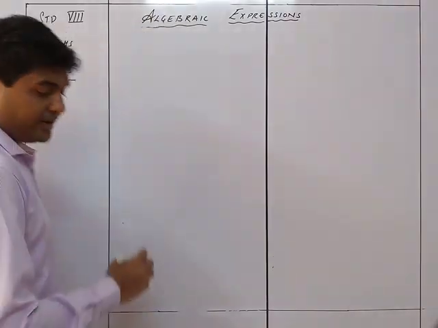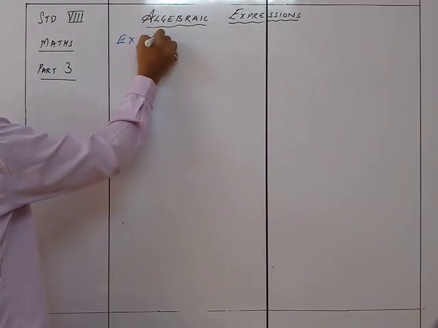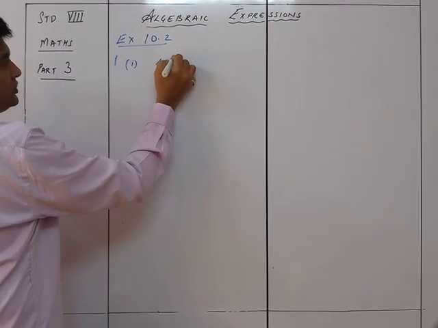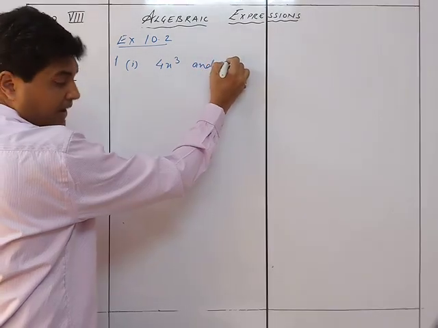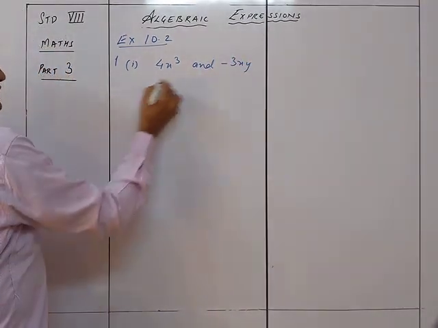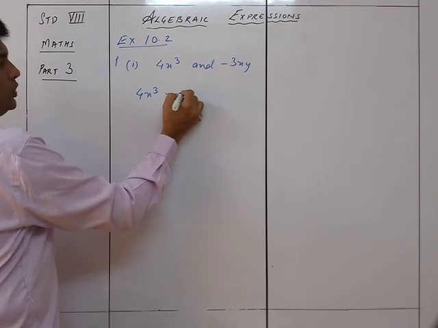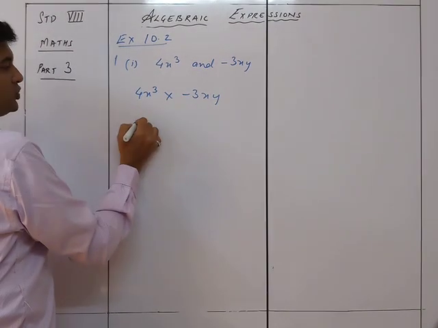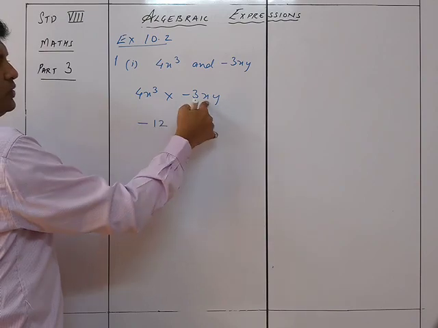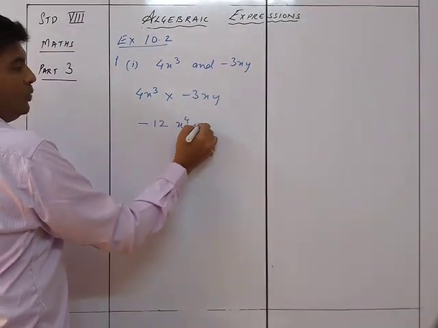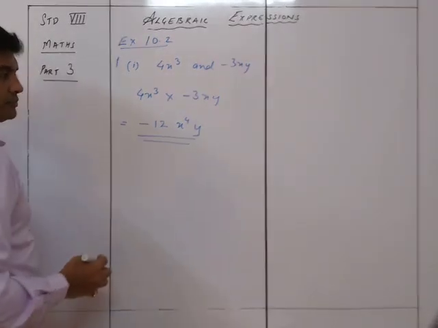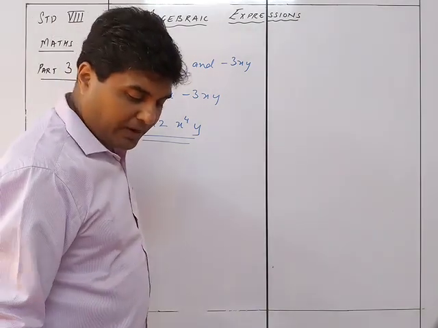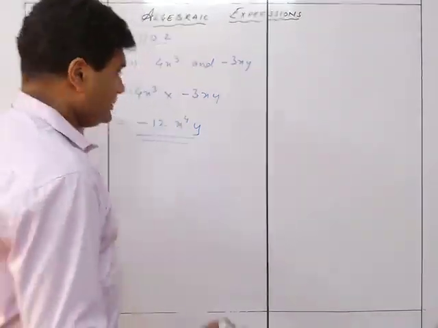So we have the first one, exercise 10.2, first: find the product of 4x cube and minus 3xy. So it is nothing but 4x cube into minus 3xy. 4 3s are 12, minus sign over here, so minus 12, x raised to 3 into x is x raised to 4, and y. So this is the answer. Okay. Second sum is very easy. You have to multiply by 0. So answer is 0.